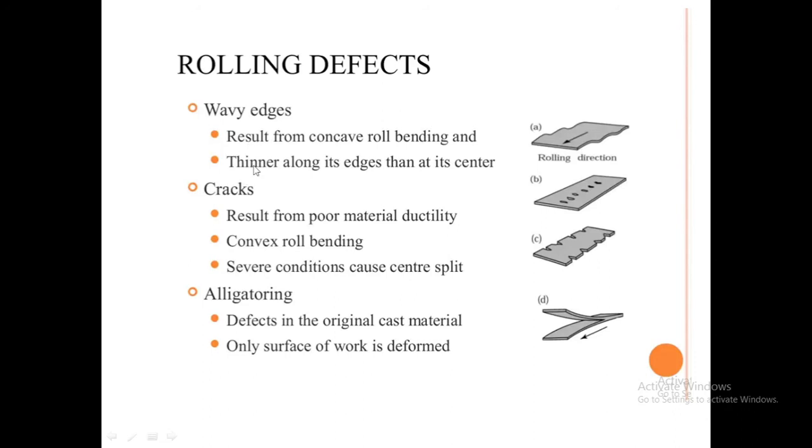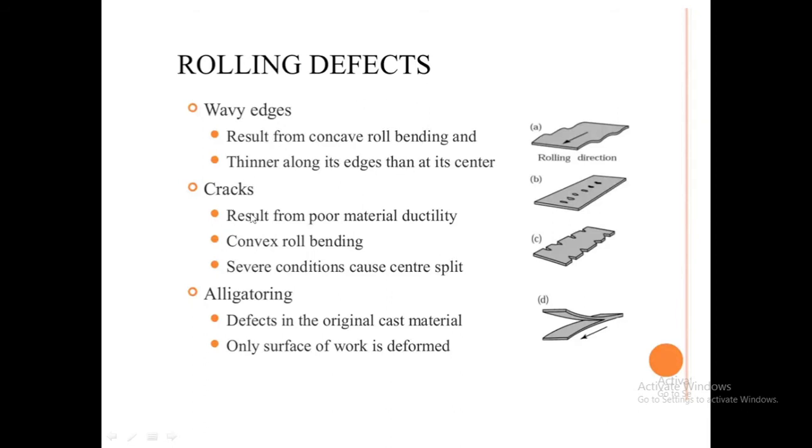Then what is it? The material gets thinner along its edge than at the center. It means the outside edges get thin and the center of the material gets thicker. So wavy edges is one defect in rolling.